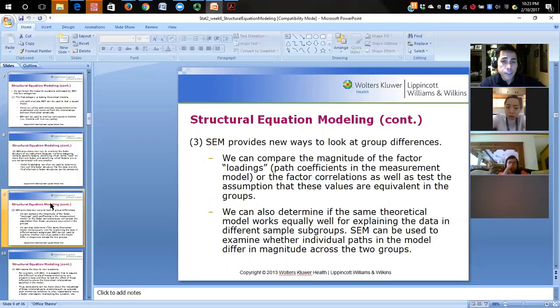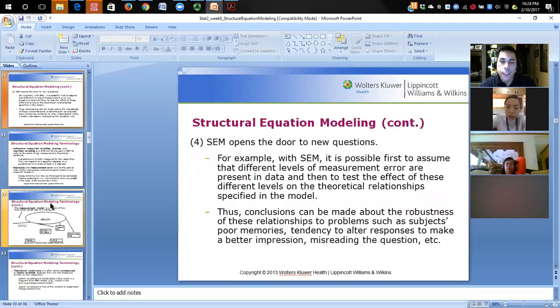The third category in structural equation modeling is that it provides a new way to look at group differences. It compares the magnitude of the different factor loadings, and we can determine if the same theoretical model works equally well for explaining the data in different sample subgroups. These are now the science of structural equation modeling. These are the underpinnings of structural equation modeling.